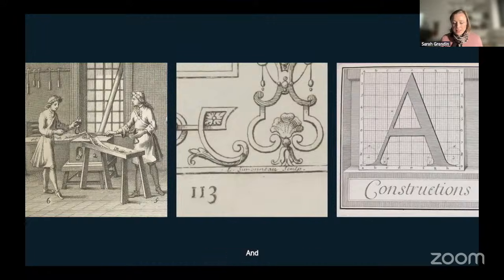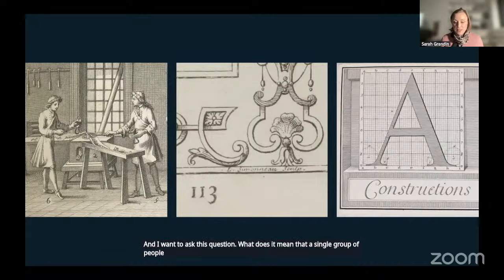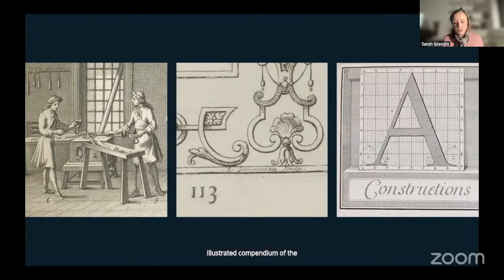And I want to ask this question: what does it mean that a single group of people was so invested in these three projects, documenting art and trade, producing a luxurious illustrated compendium of the king's medals, and inventing a new geometrically pristine typeface?